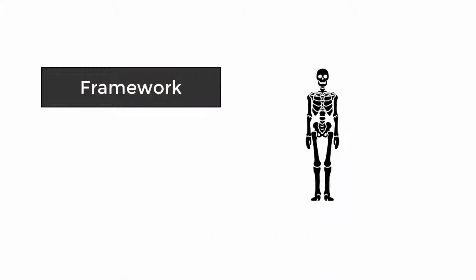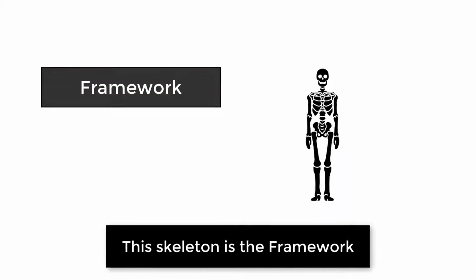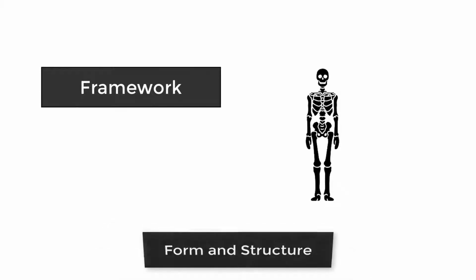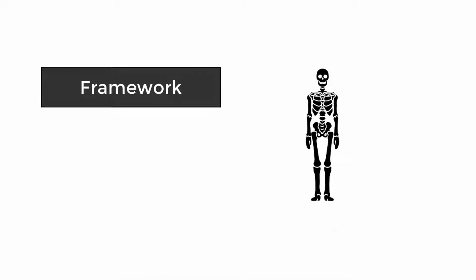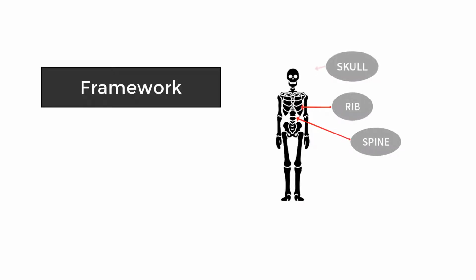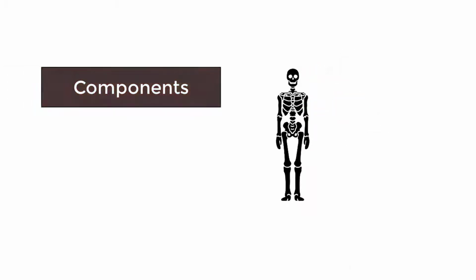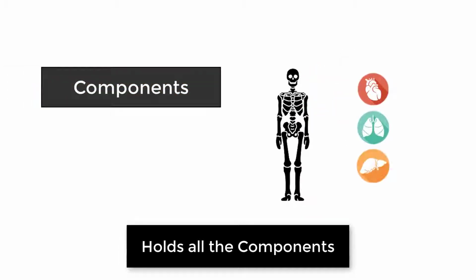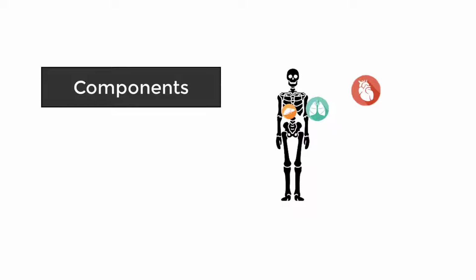You and I have a skeleton. Think of this skeleton as the framework. The skeleton gives us form and structure. That skeleton is built with parts like a spine, ribs, skull, etc. The skeleton is designed to hold all the components. You plug all the components into the skeleton or framework. And those components are things like your liver, your lungs, your heart, etc.